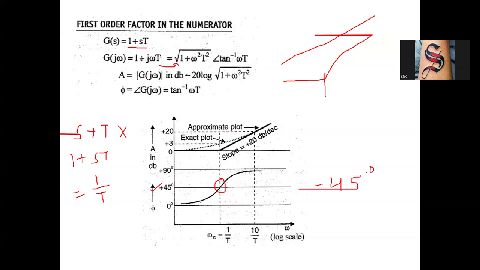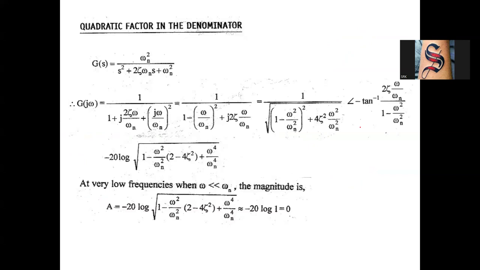Okay. So first order in the denominator or first order in the numerator, whatever it may be, initially the magnitude is 0 decibels, and then from the corner frequency onwards, the magnitude is either plus 20 or minus 20, depending on the function. Okay. And then finally, the last one, quadratic factor in the denominator or numerator, the second order factor.